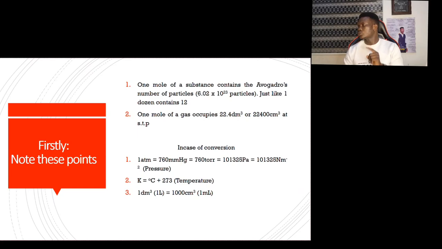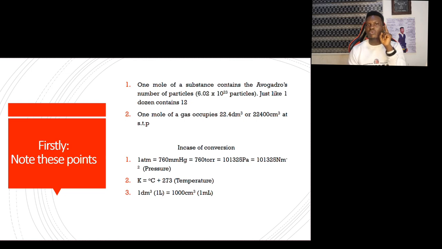So I will be telling you a whole lot of things about the mole concept. So we need to understand some basic things before we go deep into the calculation. So these are some points for you to note. So I already said that mole is the standard unit. So now look at this point. 1 mole of a substance contains what we call the Avogadro's number. So the moment you hear that it is 1 mole, it means that the total number of that thing you have is 6.02 times 10 raised to power 23.